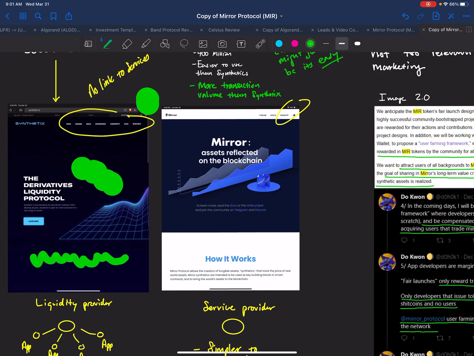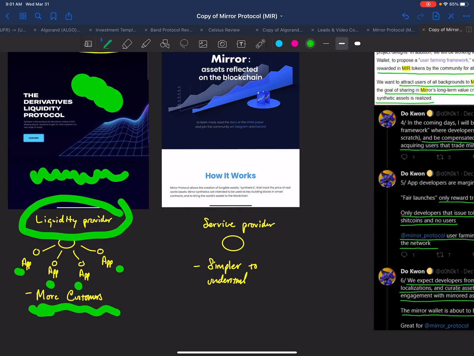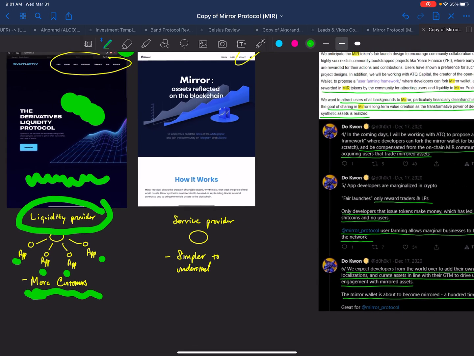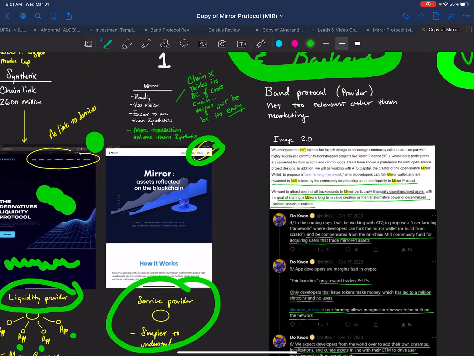I could nerd out and check it out, but I'm someone who wanted to quickly see what the service provider was, and it actually took me time. Now, the way I see Synthetix is it's a liquidity provider for different apps to use these synthetic assets. So it might have more customers, it might be a back-end kind of thing. Whereas MIR is straight up a service provider, it's simpler to understand. And right here is their app. It took me just a few seconds to find it.